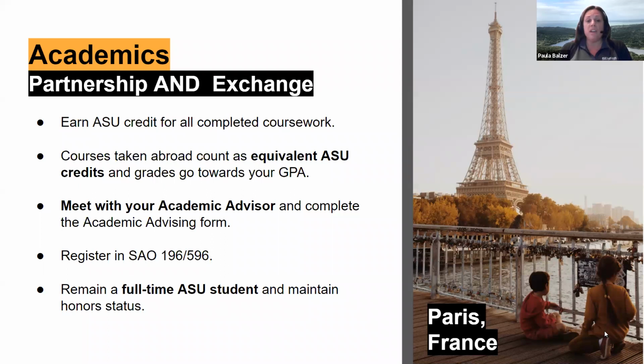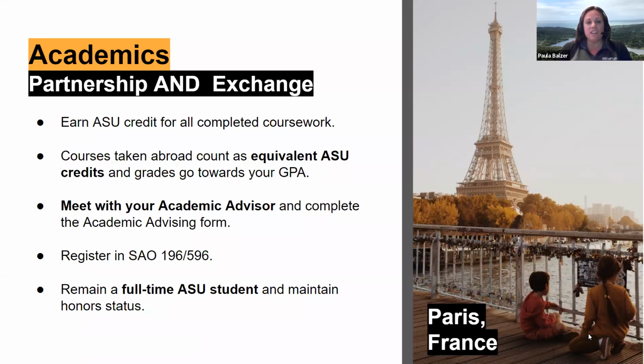And you will meet with your academic advisor when you're going on one of these programs to ask them to complete the academic advising form so that you can get their insight on the types of courses that you should be taking. We aren't academic advisors in our office. We're not able to give you guidance on your major requirements. So we partner with your academic advisors and we require that you meet with them and ask them to complete that academic advising form when you're meeting with them.